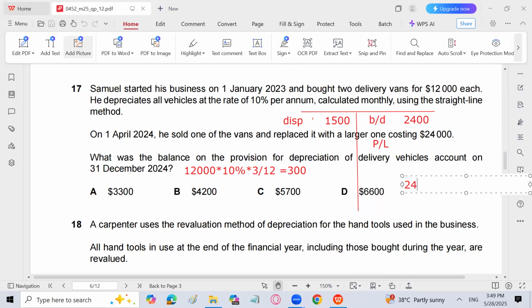The new asset we have purchased for 24,000. I will calculate depreciation on 24,000 at the rate of 10% for 9 months. That is 9 over 12. So let me calculate it. That is the calculated depreciation for 9 months. 24,000 into 10% into 9 divided by 12. This comes to 1,800.